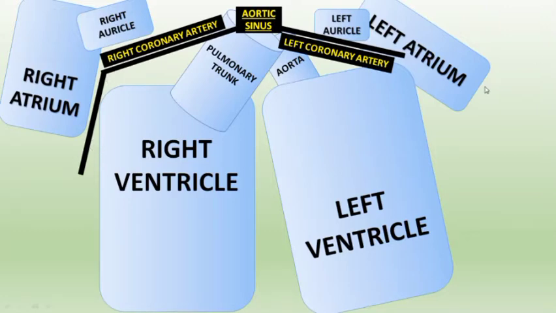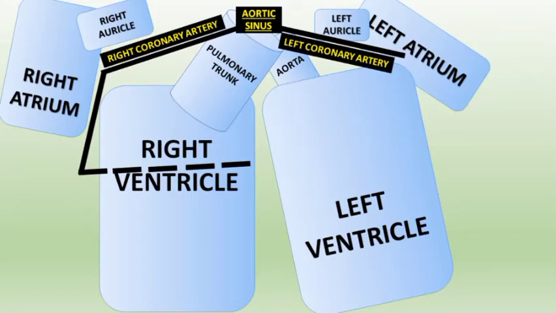Then the right coronary artery curls and goes behind the right ventricle. That's why it is in dotted lines. The right coronary artery comes from the aortic sinus, goes between the right auricle and the pulmonary trunk, then descends down between the right atrium and the right ventricle, called the atrioventricular groove, and curls and goes behind the right ventricle.